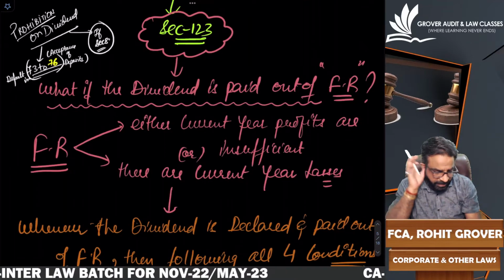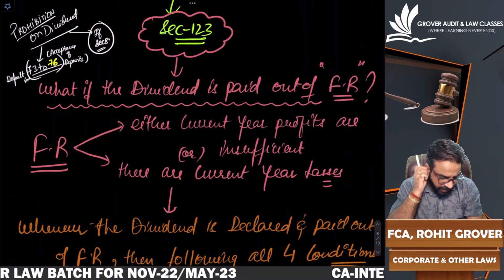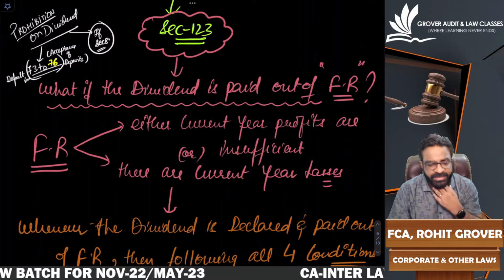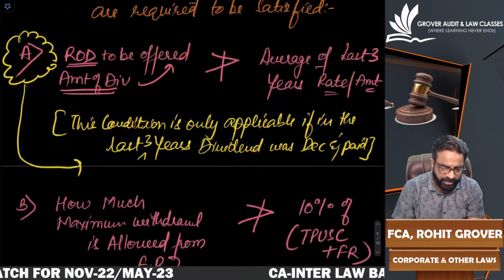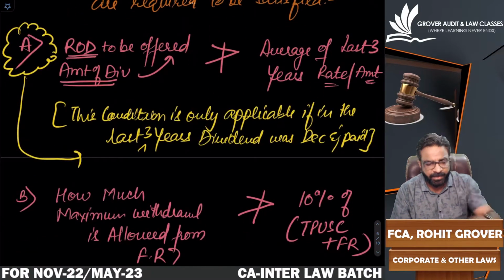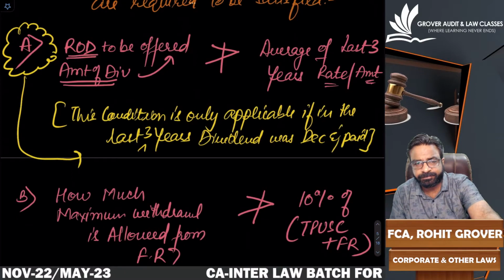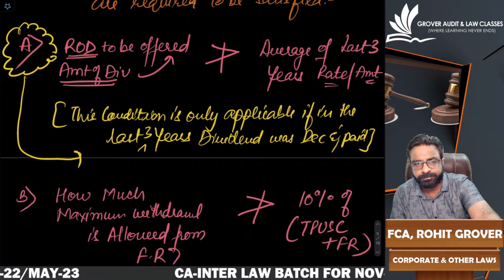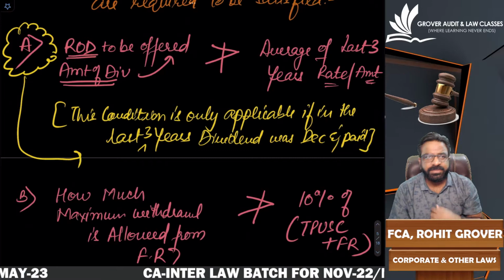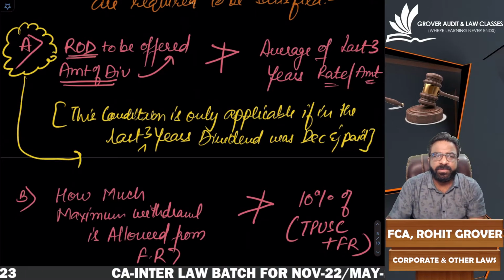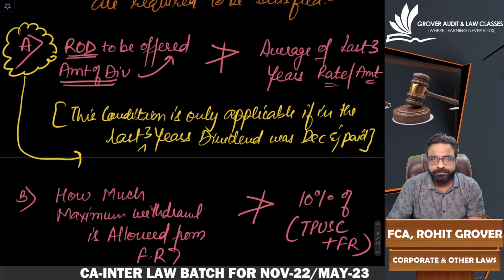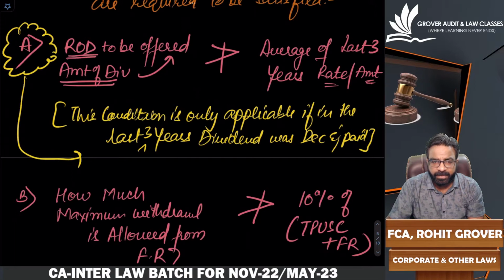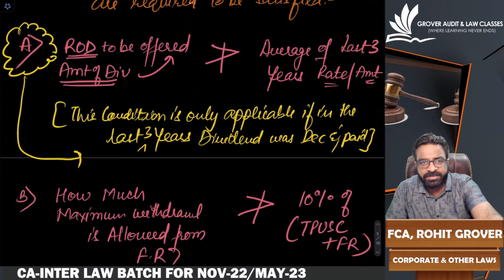So if the dividend is paid out of free reserves, yesterday we understood there are 4 conditions required to be satisfied. What are the 4 conditions? Read it out. What is condition number 1? The rate of dividend shall not be more than what? Average of last 3 years rate or amount. Yes, average of last 3 years rate or amount.